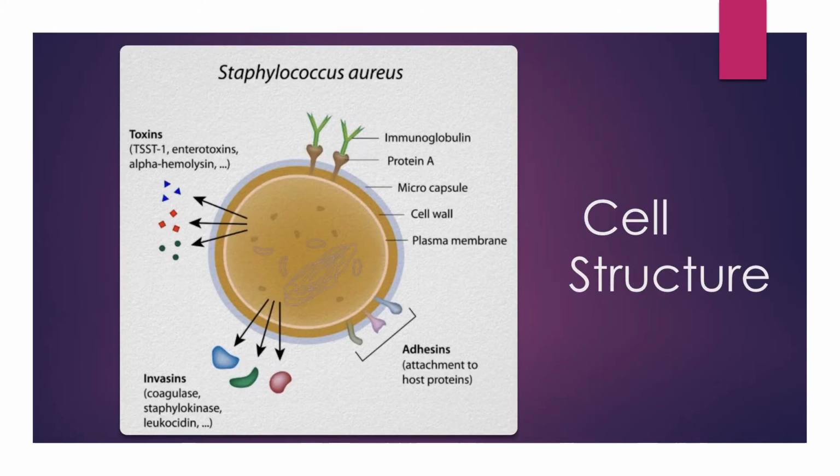Here you'll see the cell structure of Staphylococcus aureus. You'll see the immunoglobulins, that little green area up top. You see the protein A, microcapsule, cell wall, plasma membrane, the adhesins, the invasins coagulase, staphylokinase, leukocidin, and at the top there to the left are the toxins.